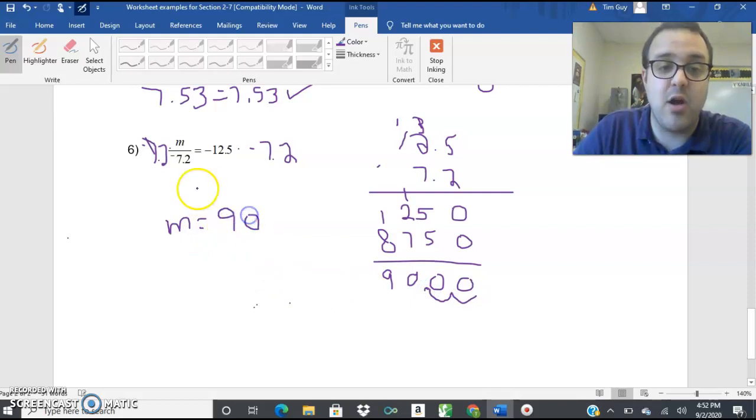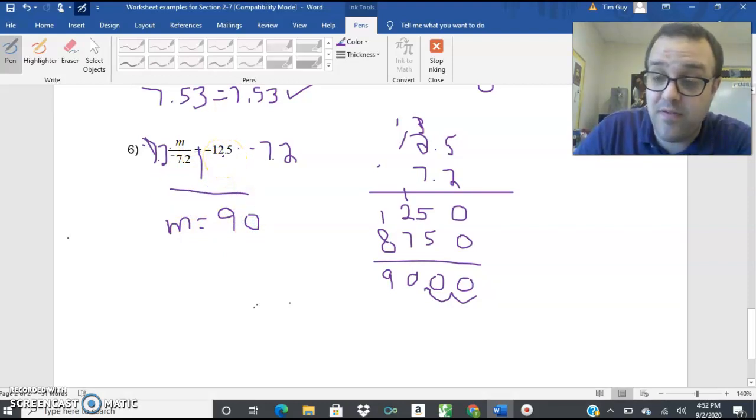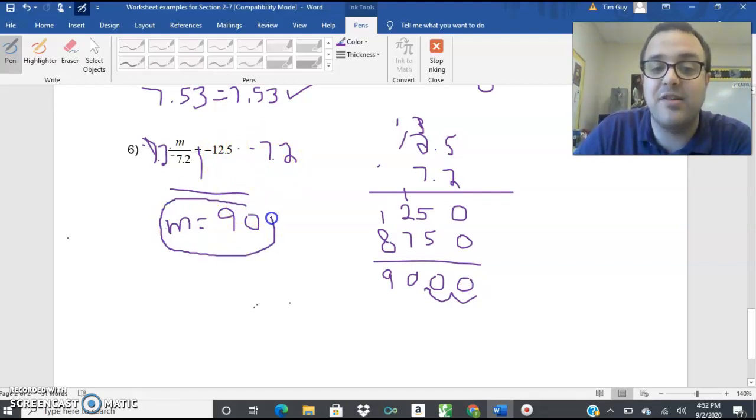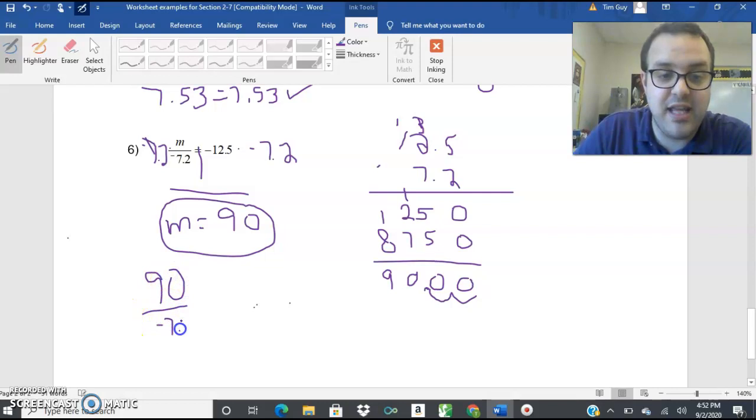And once again, I want to make sure I'm double checking my signs. I had a negative 12.5 times a negative 7.2, so I should be getting a positive answer, in this case positive 90. And we can check it. 90 divided by negative 7.2 needs to equal that negative 12.5. And if I go ahead and do that division, I will get that that's negative 12.5.